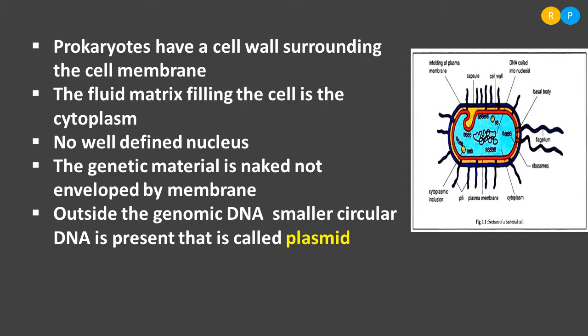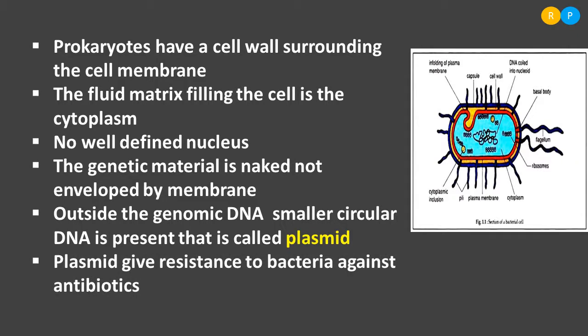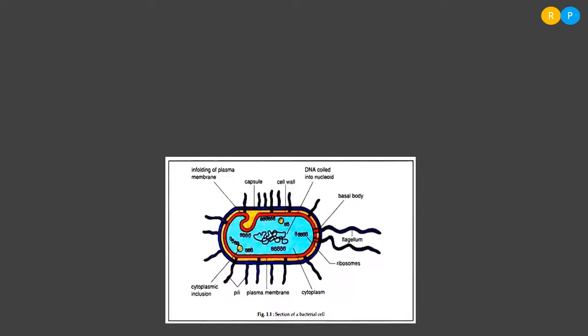Then what is the function of plasmid? Why is it present? The plasmid is actually giving resistance to the bacteria against antibiotics. All bacteria are sensitive to antibiotics. Antibiotics are a kind of chemical. When we spray antibiotics on the surface of a bacterial cell, they destroy it. So in order to give protection to the bacteria against the antibiotic, they consist of plasmids. So the plasmids are giving resistance to the bacteria against antibiotics.